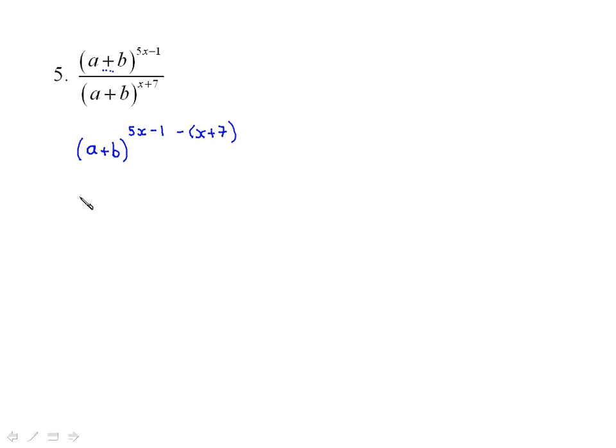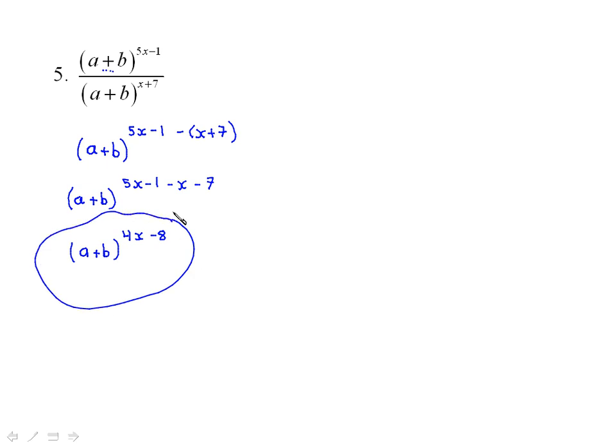Very important to put that bracket up. Many people forget, and of course you get the question wrong. This is now (a plus b) to the 5x minus 1 minus x minus 7. So you need to put the bracket up because you're subtracting both of those terms, not just the x. And now it's a polynomial question. A plus b, 5x minus 1x is 4x, minus 1 minus 7 is minus 8. So (a plus b) to the exponent of 4x minus 8.